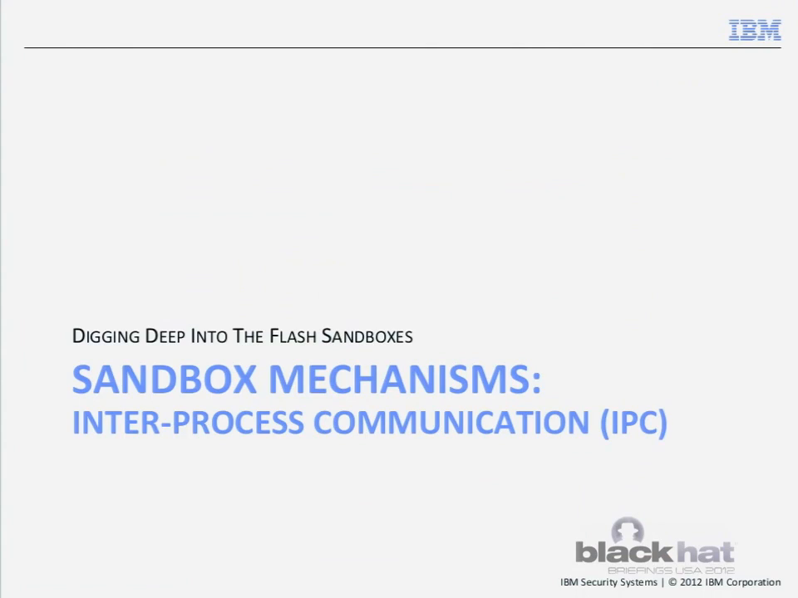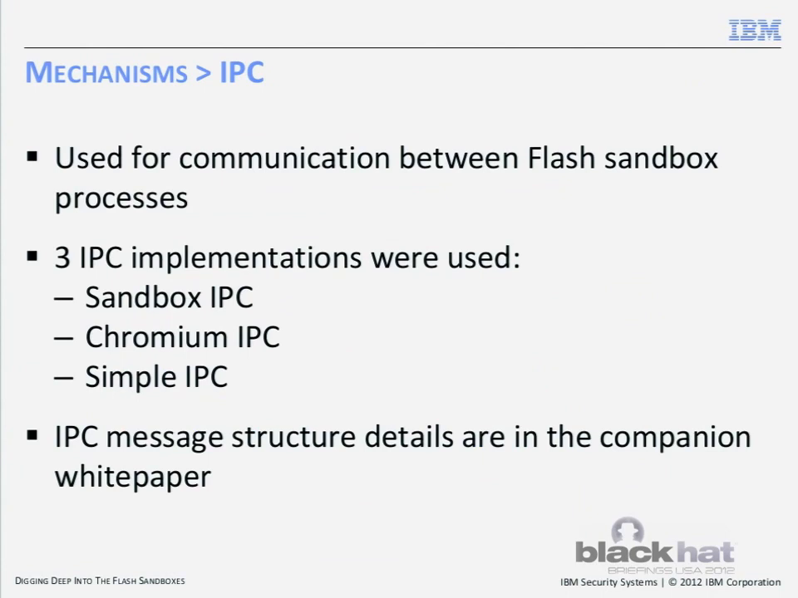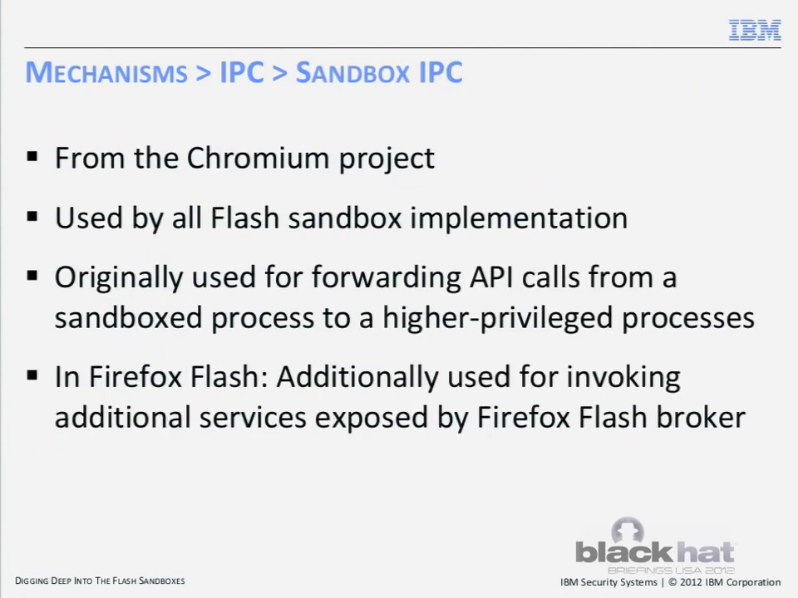Now we will talk about the interprocess communication. In our research, we found three IPC implementations being used: Sandbox IPC, Chromium IPC, and Simple IPC. Sandbox IPC is originally from the Chromium project. It is used by all Flash sandbox implementations. Originally, it was used for forwarding API calls made by the sandbox process to a higher privileged process. But in Firefox, it is also used for invoking additional services exposed by the Firefox Flash broker.